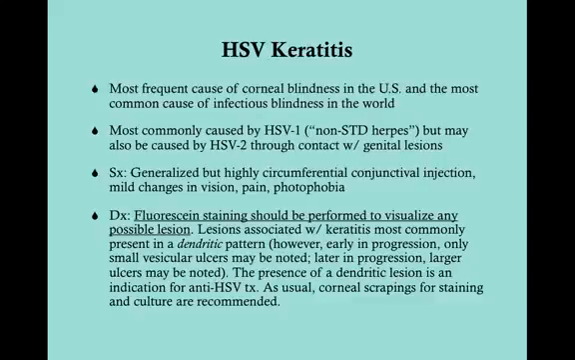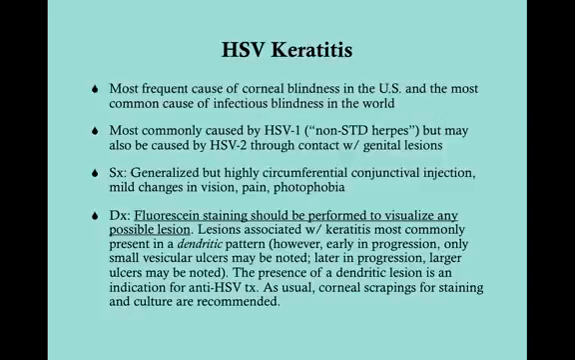Now, with HSV keratitis, this is the one that I want you to know how this appears, because it may be a board question. I wouldn't expect it, but it may be. The lesions associated with HSV keratitis most commonly present in a very characteristic dendritic pattern. That dendritic pattern looks like little nerve cells, like a tree. That's where the word dendritic comes from, dendros, the Greek for tree.